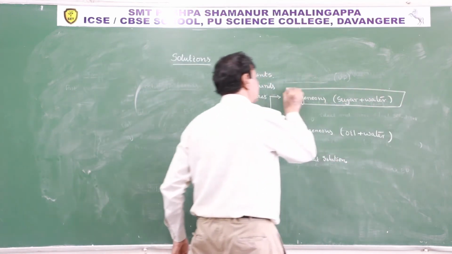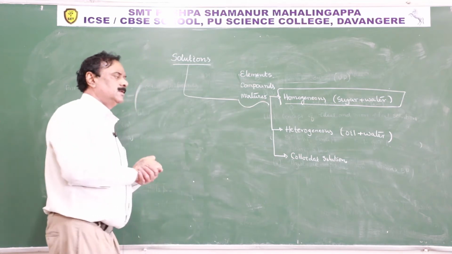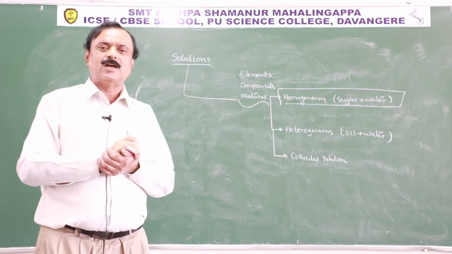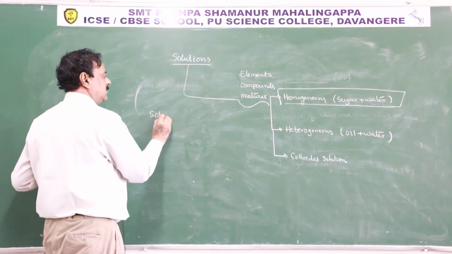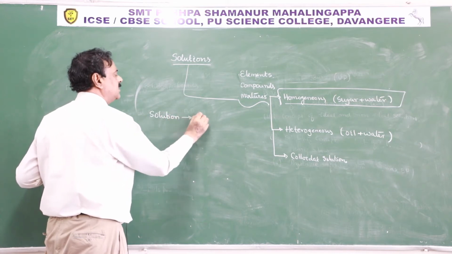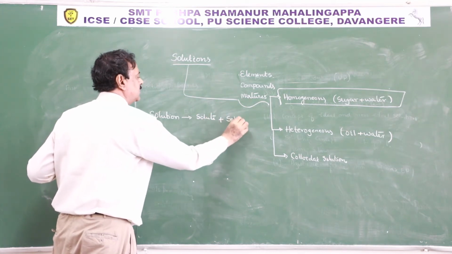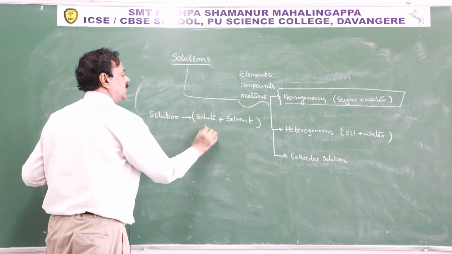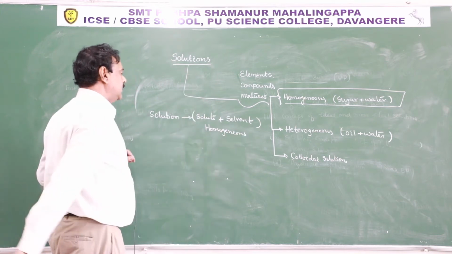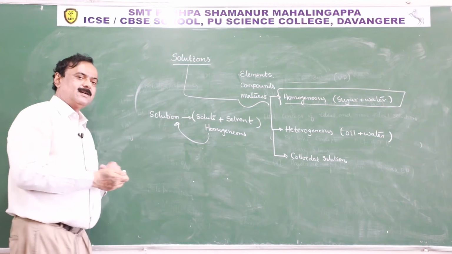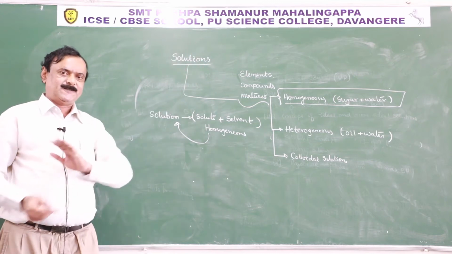Now, homogeneous solutions. Solutions are homogeneous mixtures of solute and solvent. A solution is a homogeneous mixture of two components or more than two components, solute plus solvent. When it mixes up in a homogeneous fashion, it gives the component called a solution. A solution is a homogeneous mixture of two or more components.